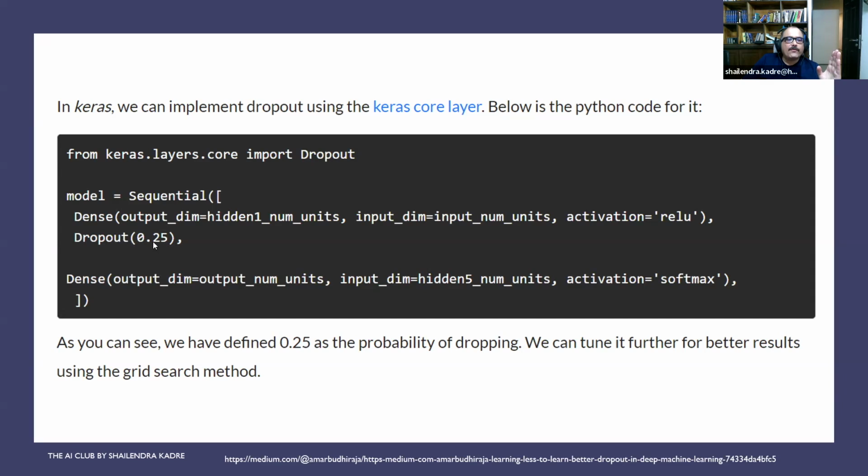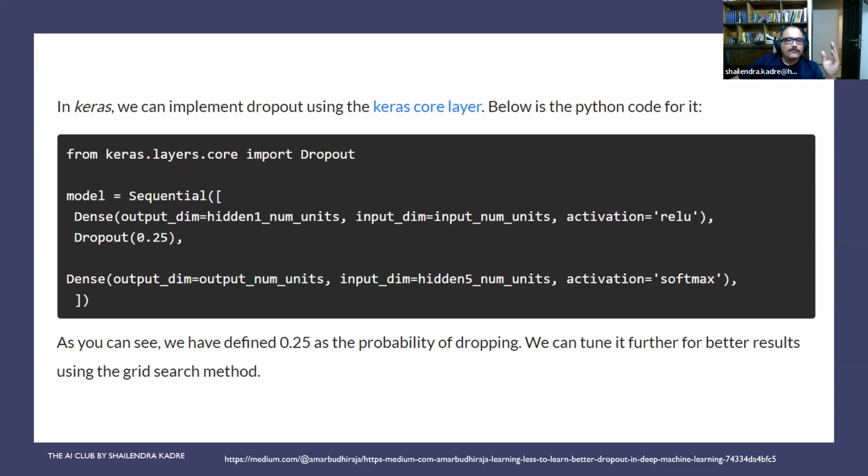So you define Dropout 0.25. 0.25 is the probability of dropping. Each neuron has 0.25 probability of dropping. That's what you have introduced here. This 0.25 is not a magic number which comes from the air. This is a hyperparameter which you need to optimize using either grid search, random search, Bayesian search, or whatever hyperparameter tuner you are using. So using that you have to optimize this.